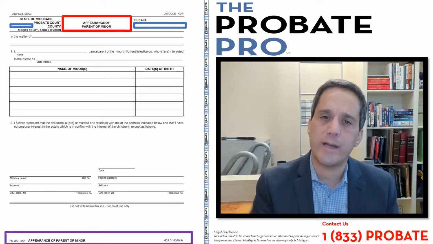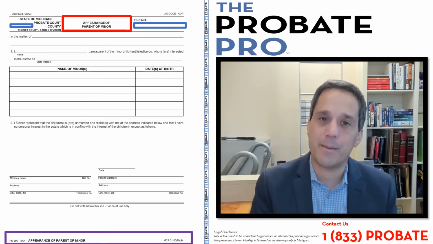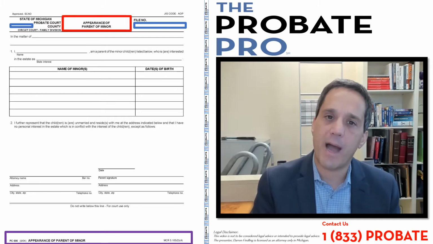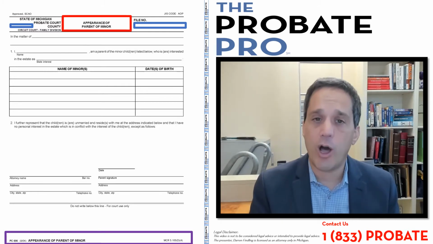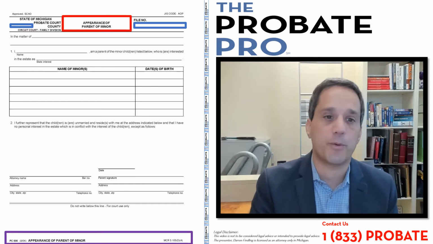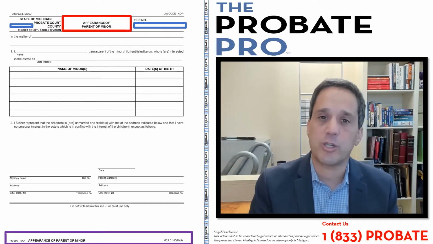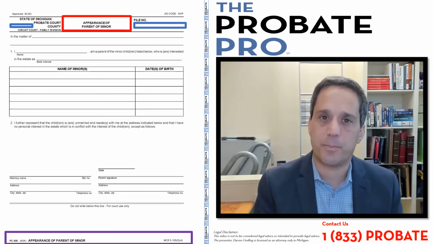Top left corner, you identify the county in which the matter is proceeding. And if there's a case number that's already been identified by the probate court, you'd identify the case number there. Now, often this document is filed at the onset of filing an application for probate or a guardianship or conservatorship file. So there may not be a case number assigned at that particular point.